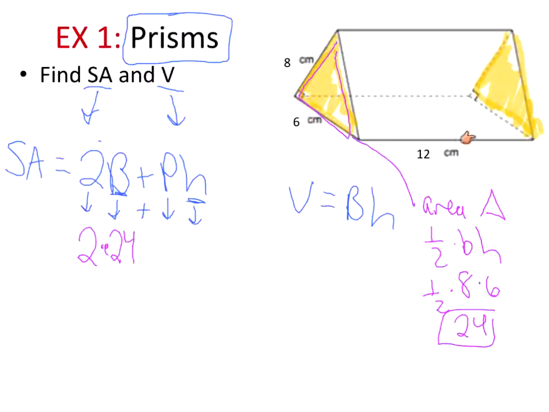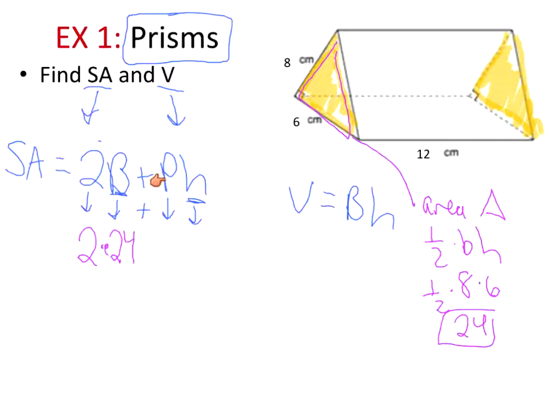This rectangle on the bottom is a 6 by 12. This rectangle on the back is an 8 by 12. They are not the same, so none of the rectangles can be your base. We'll talk about what this length is in just a minute, but it's going to be different than the 6 and the 8, so it is also not going to match any of the other sides. So your base has to be the triangle, because it's the only one that has two that match.